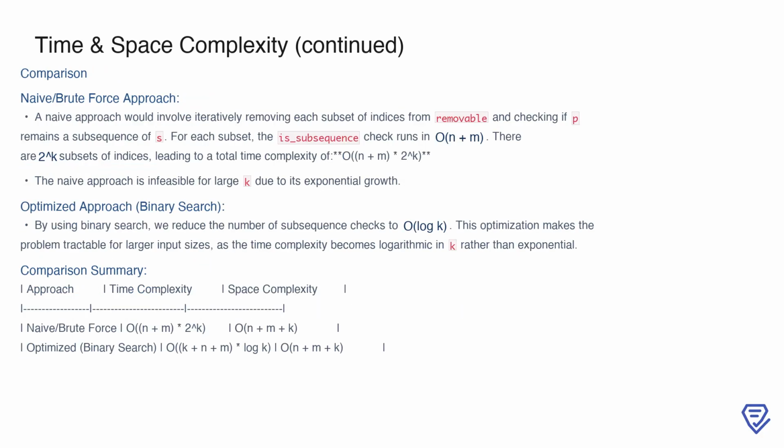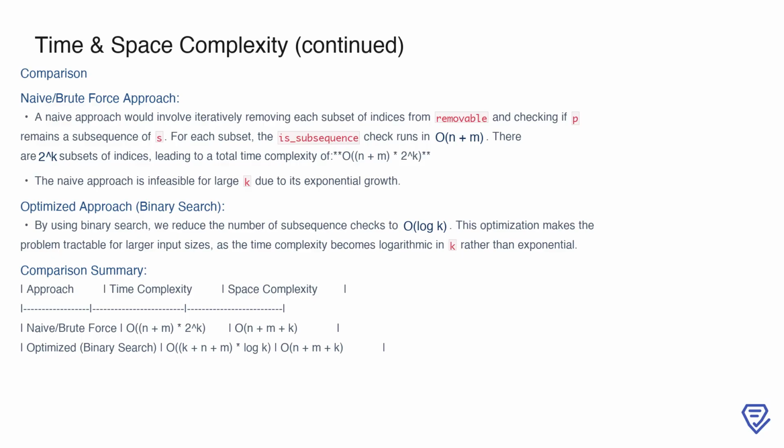To better understand the efficiency of the optimized approach, let's compare it to a naive brute force method. In the naive approach, we would iteratively remove every possible subset of indices from removable and check if P remains a subsequence of S. Since there are 2 to the power of k subsets, and each subsequence check takes O(n + m) time, the total time complexity of the brute force method is O((n + m) * 2^k). This exponential growth makes it infeasible for large values of k.